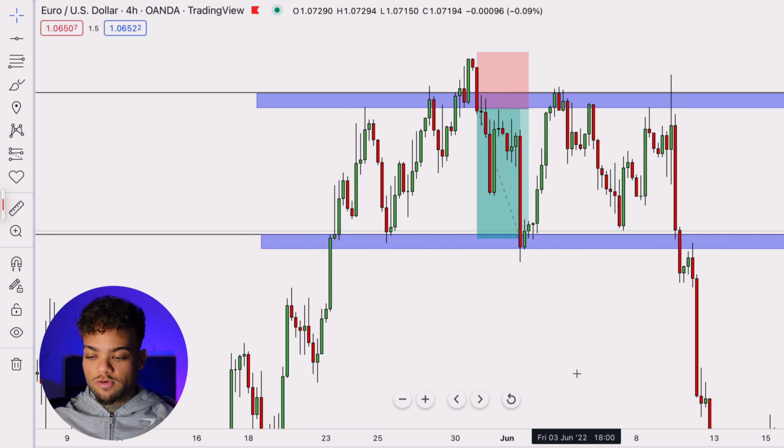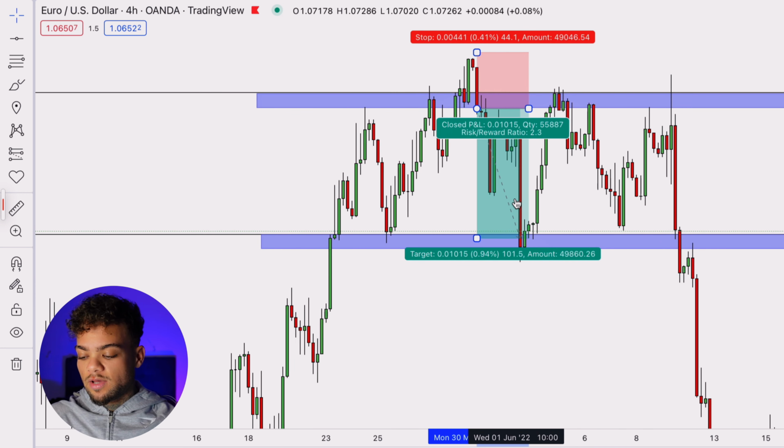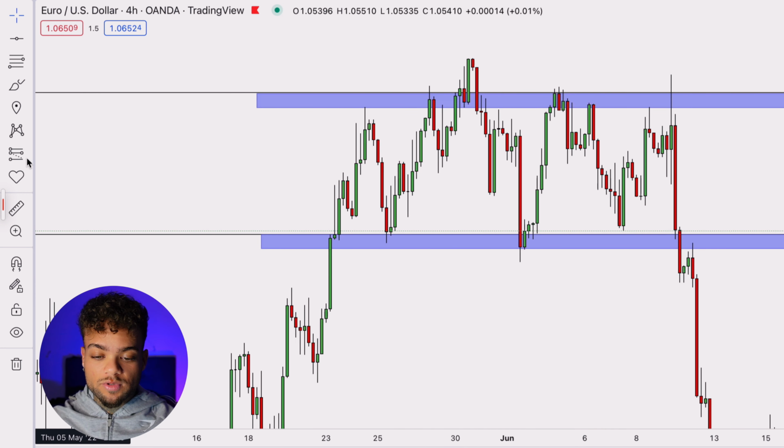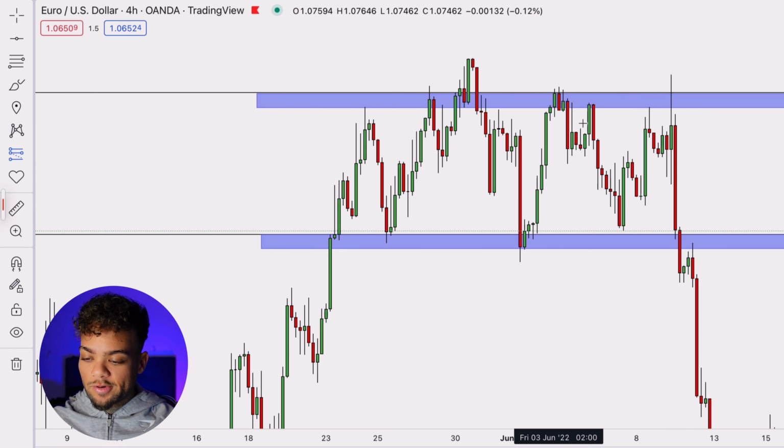Now this also as an example. Now price got back all the way to our resistance once more. So what we can do now is we wait for an entry signal on the lower time frame.